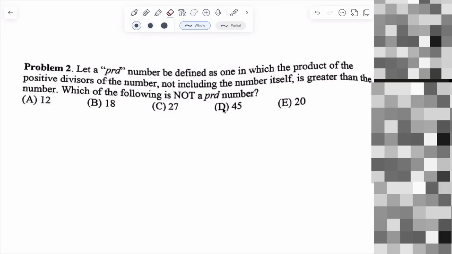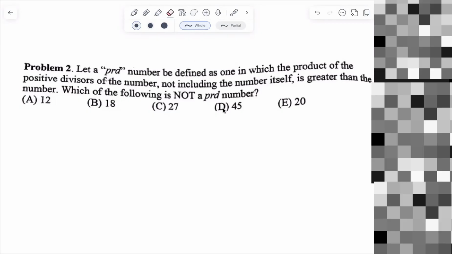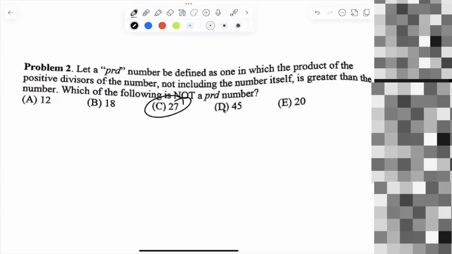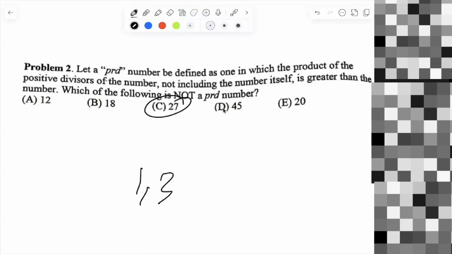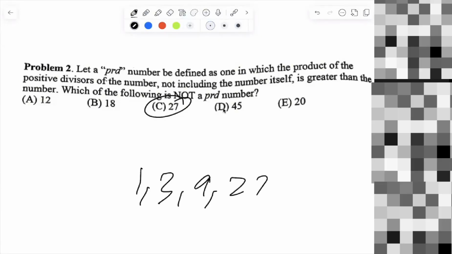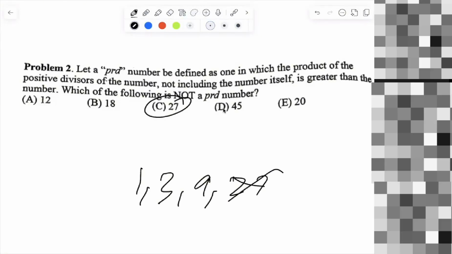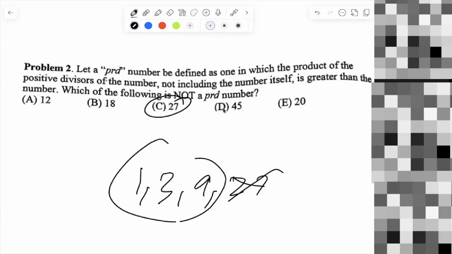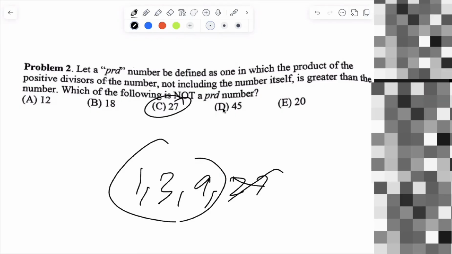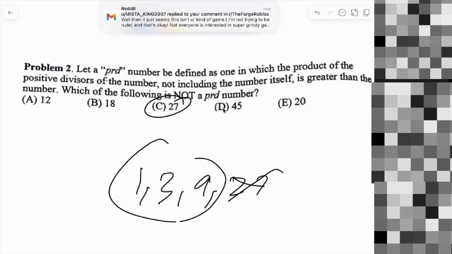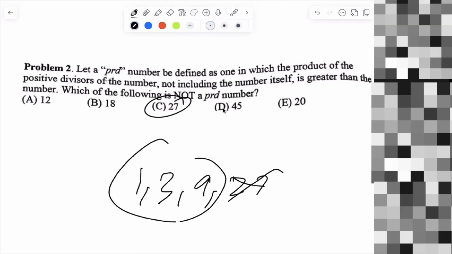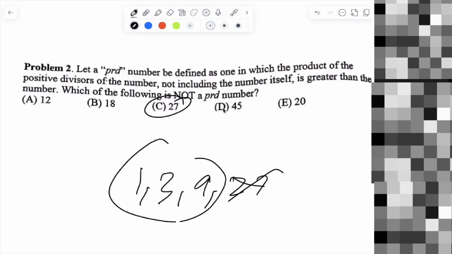So from here, we can let it be 27. Why? Since from here, the factors are 1, 3, 9, 27. 27 doesn't count, as I talked about, we do not include the number itself. So we're stuck with 1, 3, 9. But in this case, this multiplies up to 27, but that's not greater than 27. Alright, so the answer to this question is just C.